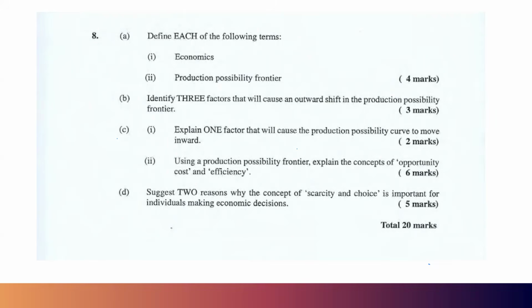What is the production possibility frontier? A graph showing the combination of two goods that can be produced using all of your resources. Right? Using all resources. All right.